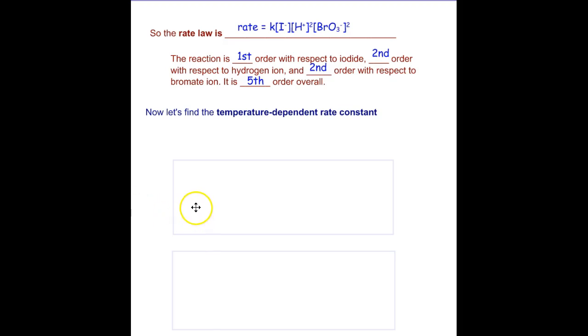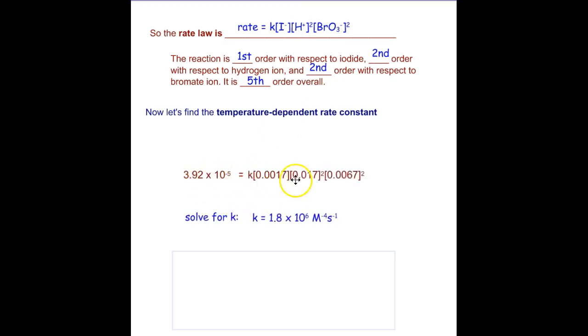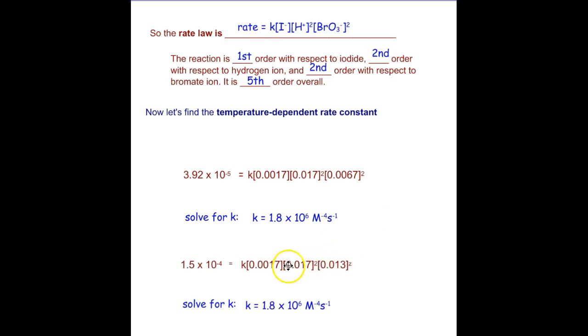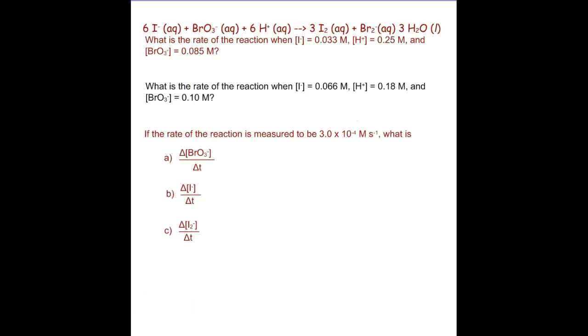Now I need to find K. Well, that's pretty easy because I now know rates and concentrations and their powers. So I just pick one rate and I plug it in, and I solve for K. And I can do that for a second rate. And I should do this for each and every experiment, and what I find when I average them together is that K is 1.8 times 10 to the 6th, molarity to the -4th power, second to the -1 power. And now I can use it to find the rate of reaction for any set of molarities.